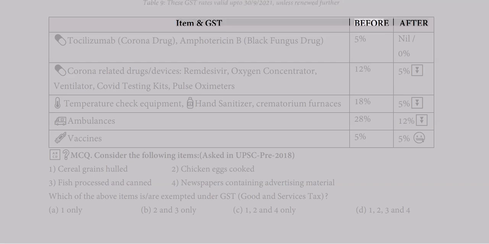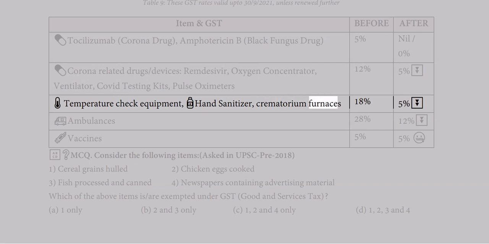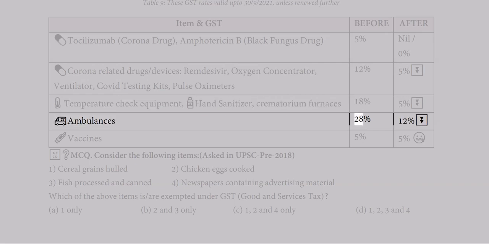Item, GST before, after. Tocilizumab, a corona drug, and amphotericin B, a black fungus drug: 5% to nil, 0%. Corona-related drugs or devices such as remdesivir, oxygen concentrator, ventilator, COVID testing kits, pulse oximeters: 12% to 5%. Temperature check equipment, hand sanitizer, crematorium furnaces: 18% to 5%. Ambulances: 28% to 12%. Vaccines: 5% to 5%.